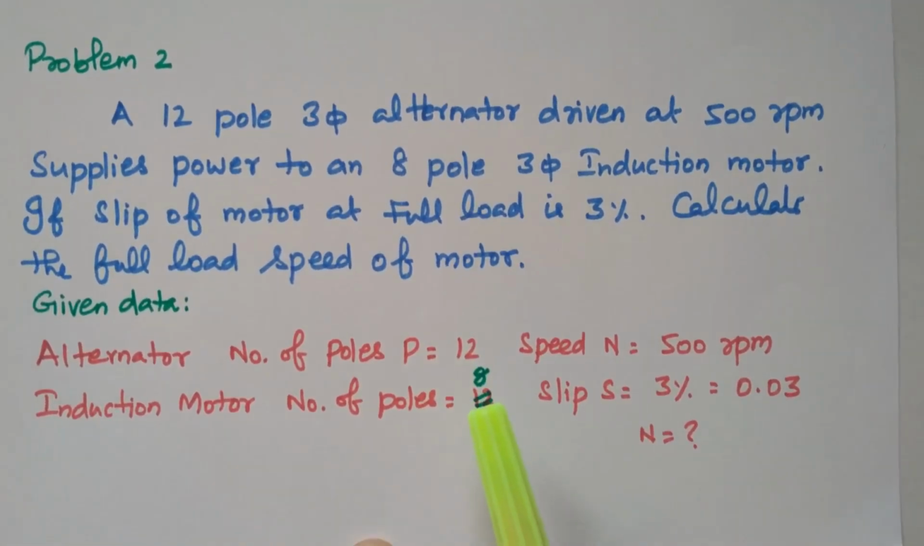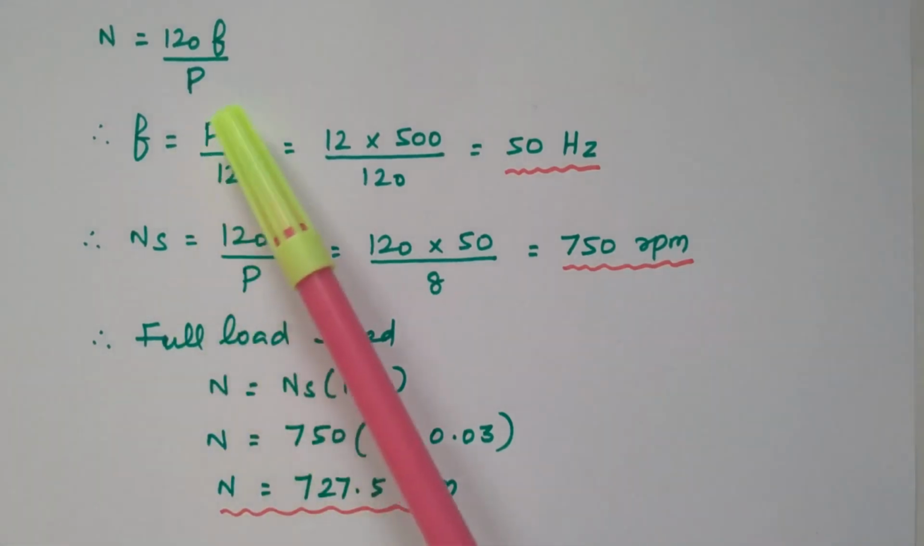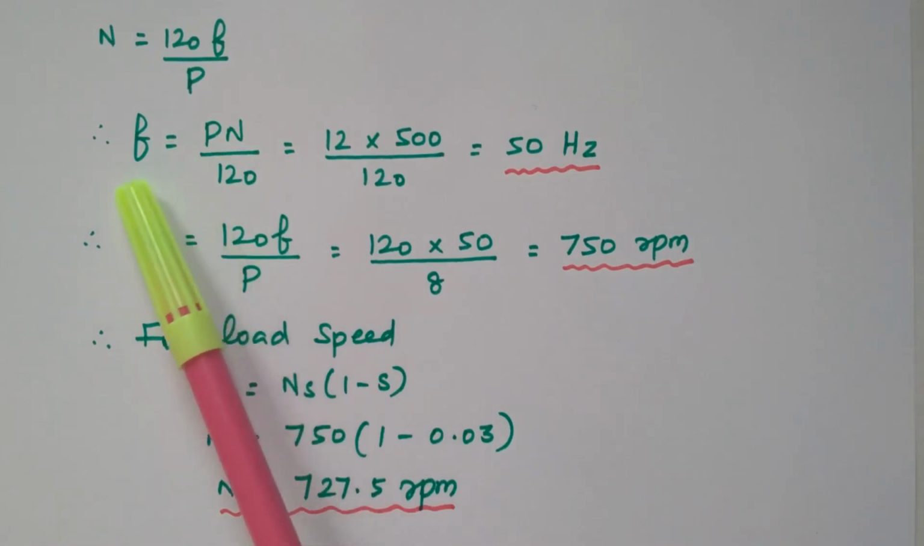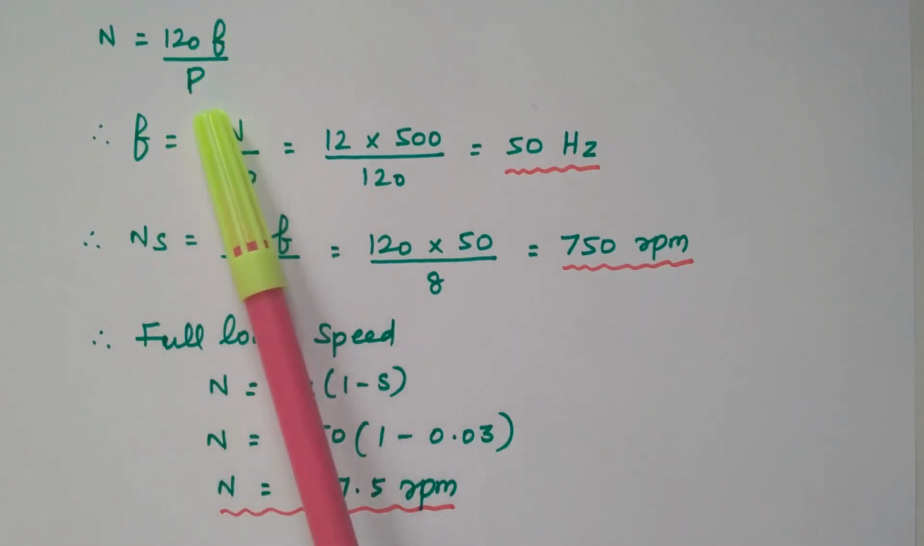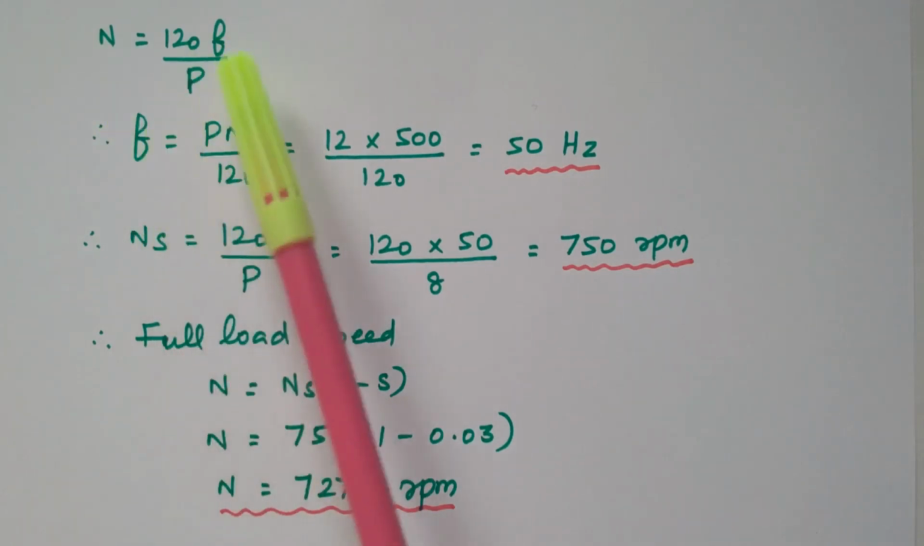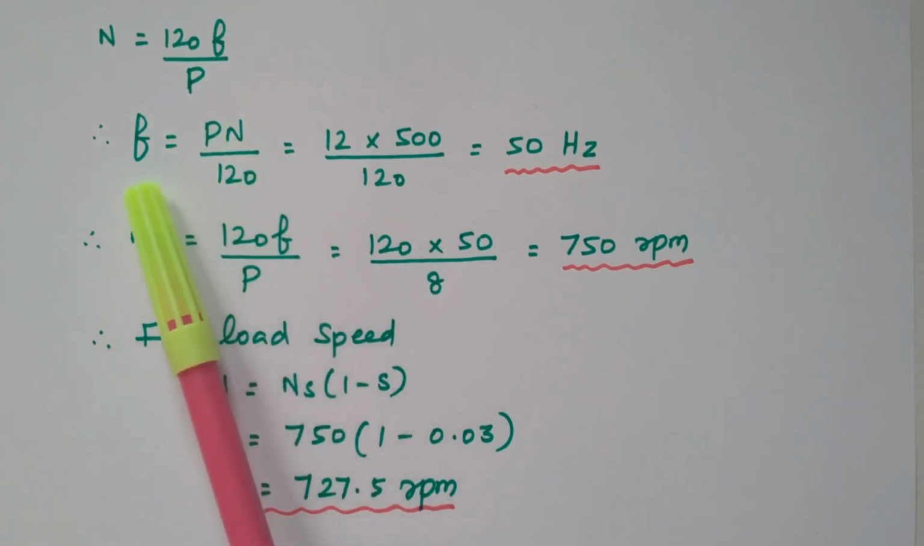Now we will analyze the data. For the alternator, the number of poles is 12, speed is 500 rpm. For the induction motor, the number of poles equal to 8. The slip is 3%, which means 0.03. We need to find the speed of the motor. First we will find the frequency of the induction motor from the alternator data. The standard formula is speed equal to 120 f by p. From that we can find the frequency value.